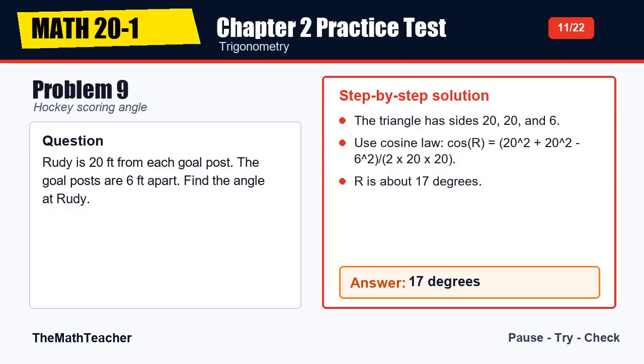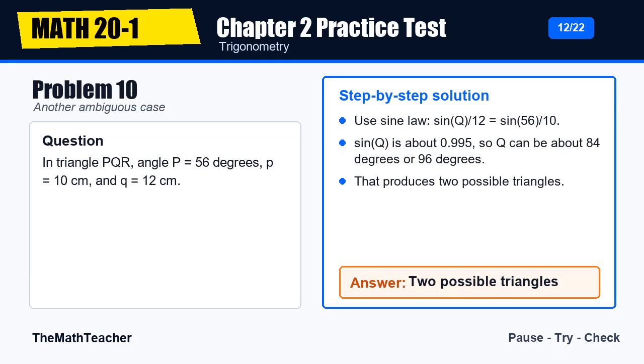Problem 10. This is another SSA case. Use sine Q over 12 equals sine 56 over 10. Sine Q is about 0.995, so Q can be about 84 degrees or 96 degrees. That means there are two possible triangles.